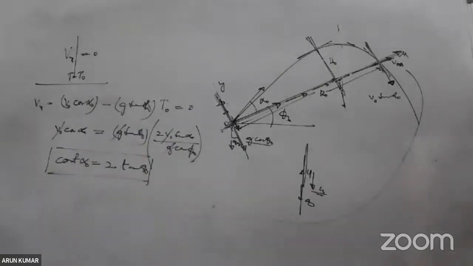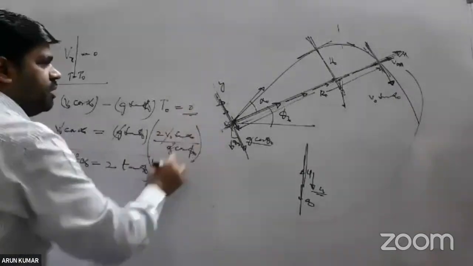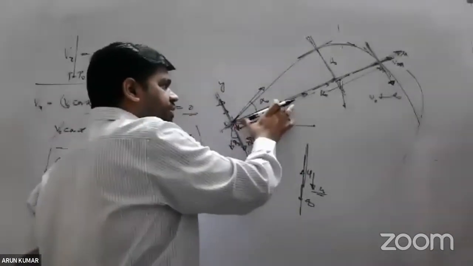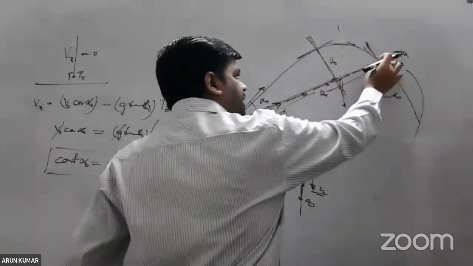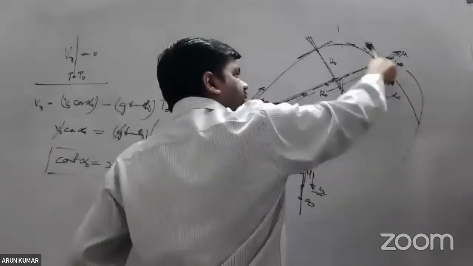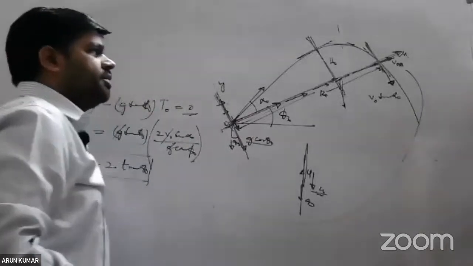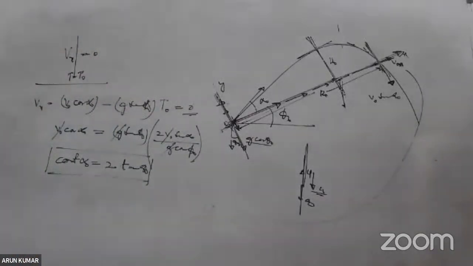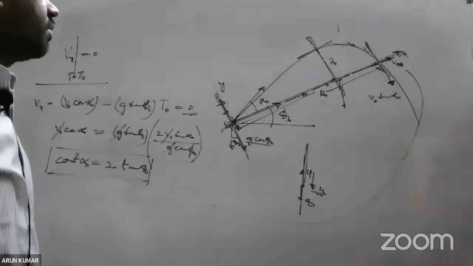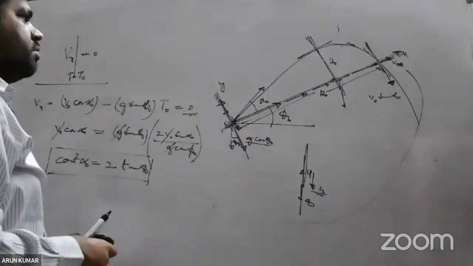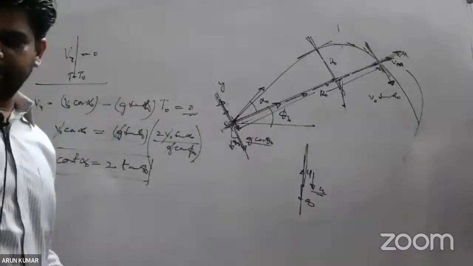it means after one time of flight, my horizontal velocity went on decreasing and it became 0. Why did it become 0? Why am I putting 0 over here? Because my horizontal velocity component went on decreasing. It became 0 here because the particle is hitting perpendicular to the plane. If it is hitting perpendicular to the plane, its component along the plane should be 0. All right.